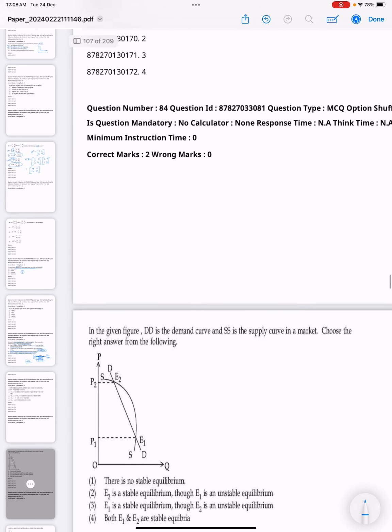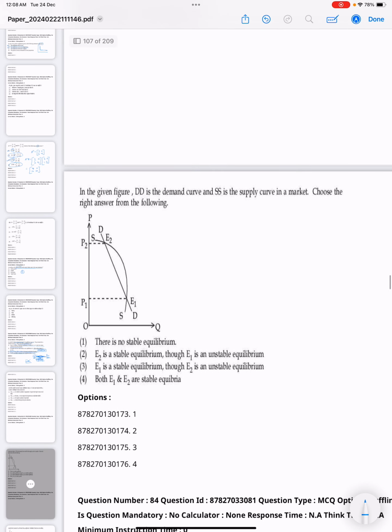Now, question 84. In the given figure, DD is the demand curve and SS is the supply curve. We need to choose the right answer.